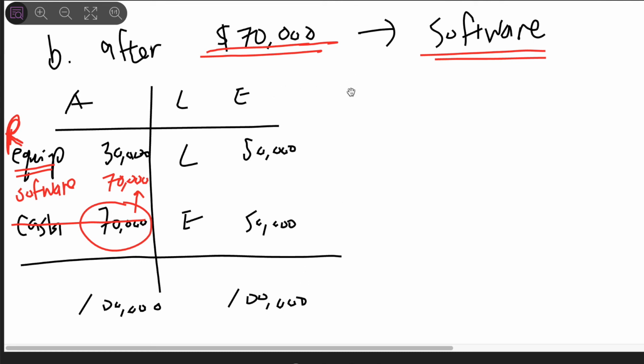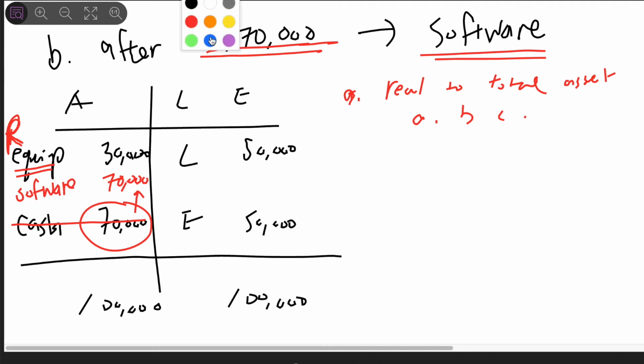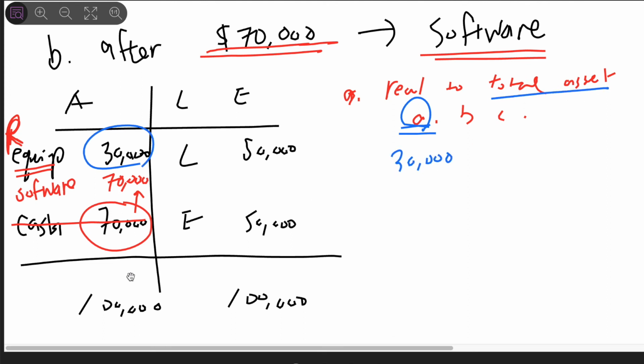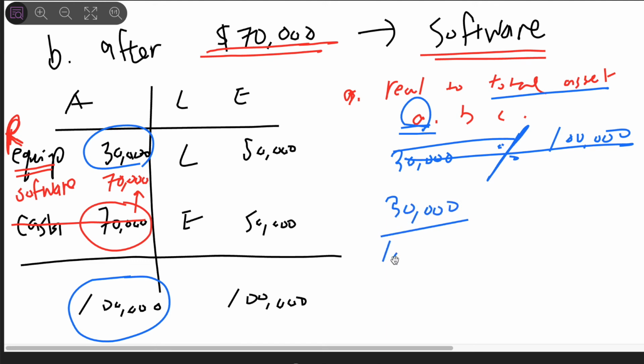But the question asks, what was the real to total asset in part A and B and C? I start from A, right? What is the real to total asset? From A we had real asset of 30,000, and total asset we had 100,000. So if we divide the 30,000 by 100,000, we'll get 30% of the total asset is real asset, right?